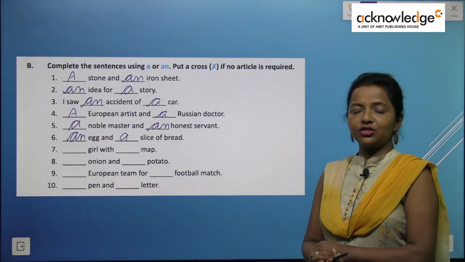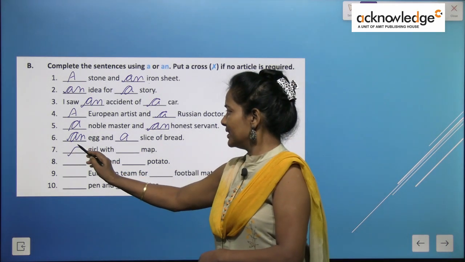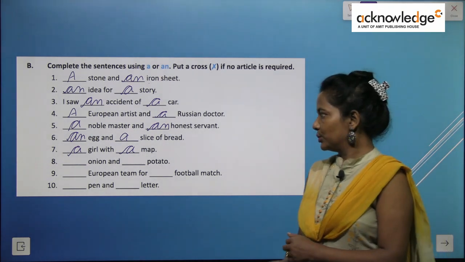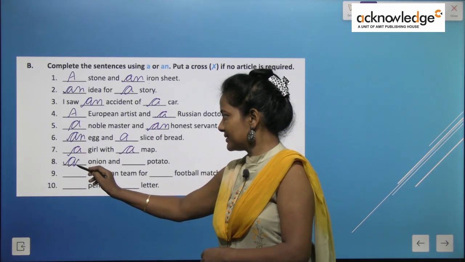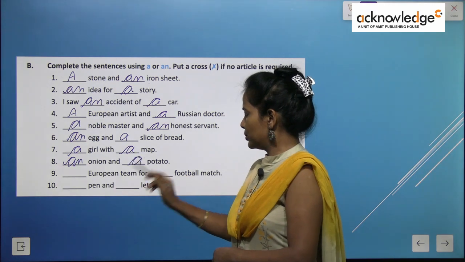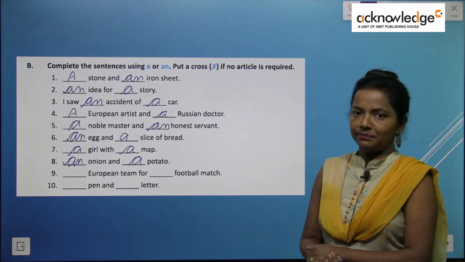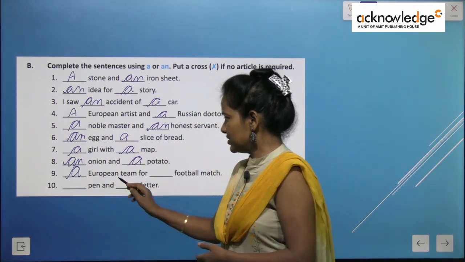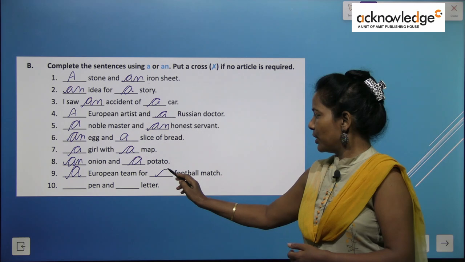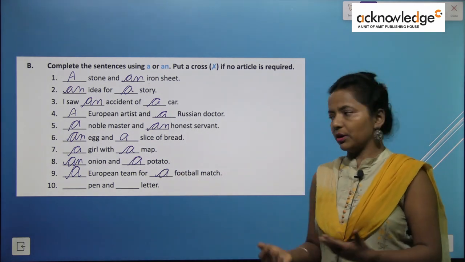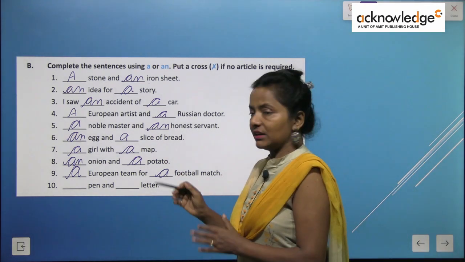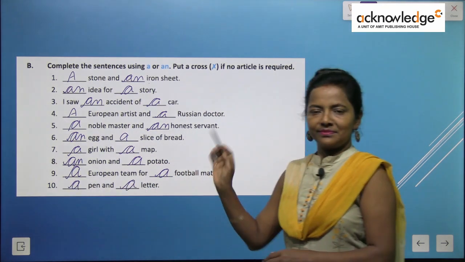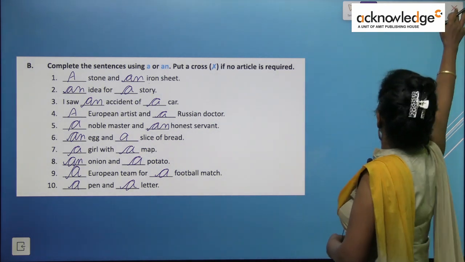Dash girl with dash map. A girl with a map. Dash onion and dash potato. An onion because the vowel is there, and a potato. Dash European team. A European team because the consonant sound is coming. A European team for a football match. Dash pen and dash letter. A pen and a letter. So, here we are done with this exercise.